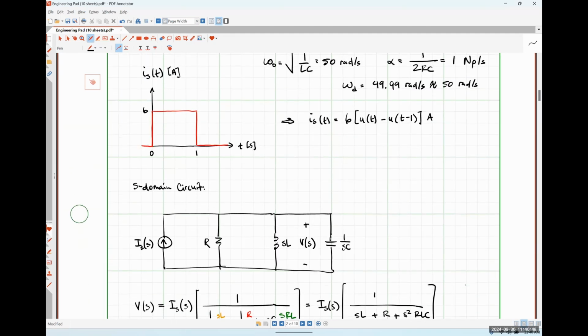So let's do that up here, right? IS of S would be 6 times the Laplace transform of U of t minus U of t minus 1, right? And I could just pull the 6 amps out if I were so inclined, but we're probably just going to leave it as 6. So that would be 6 times, so what's the Laplace transform of a unit step function? 1 over S.